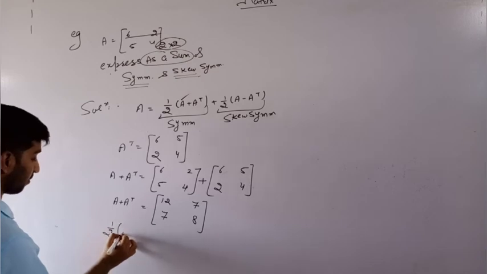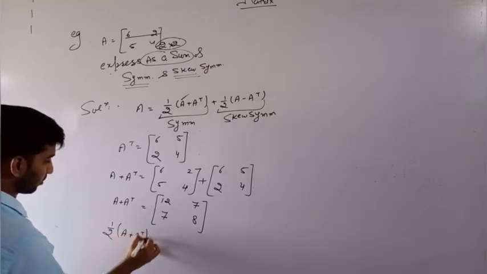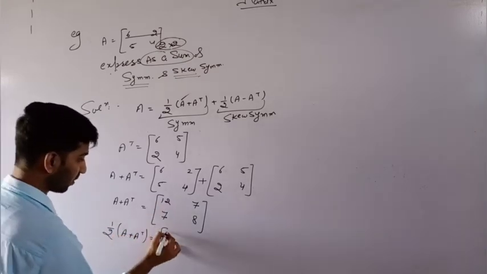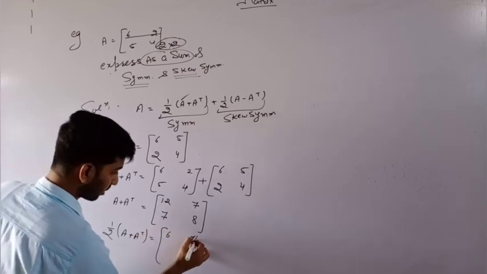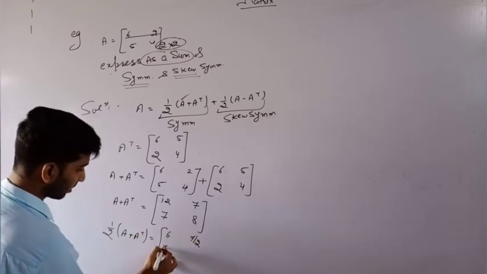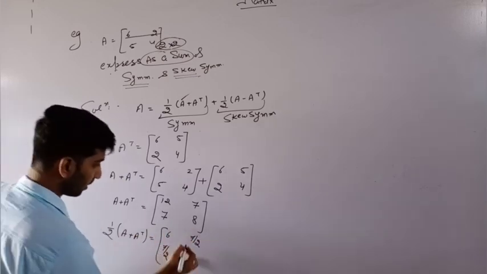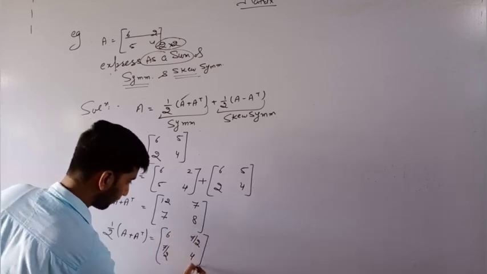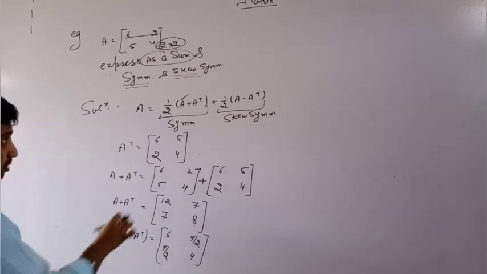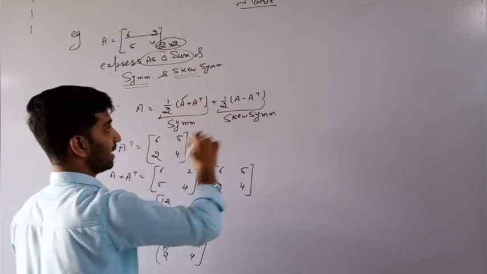Then multiply by half the matrix A plus A transpose. 12 multiplied by half is 6. 7 multiplied by 1/2 is 7/2. 8 multiplied by 1/2 is 4. It is half of A plus A transpose. Now we will find A minus A transpose.